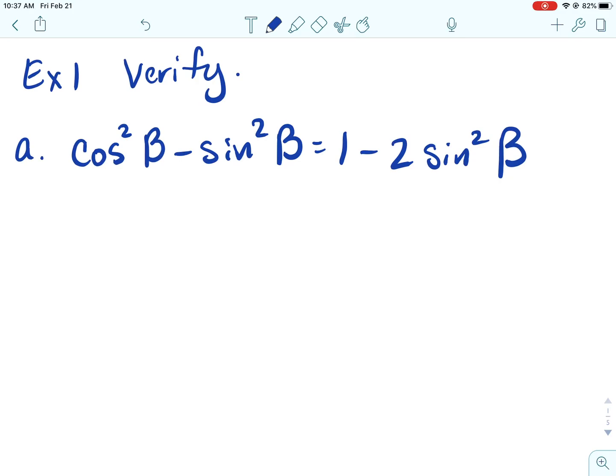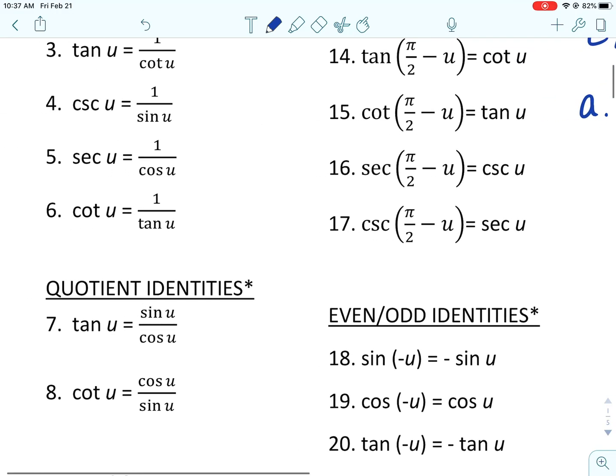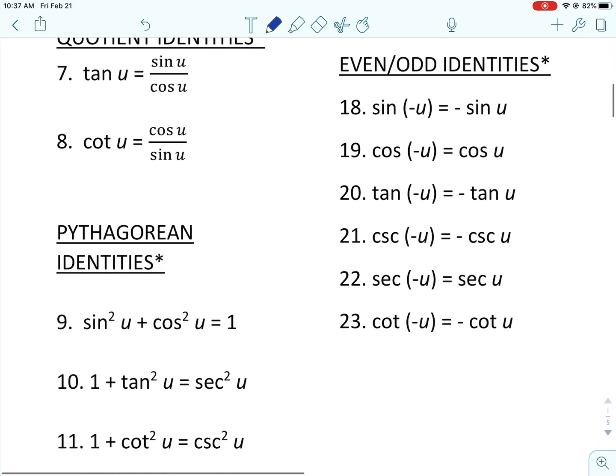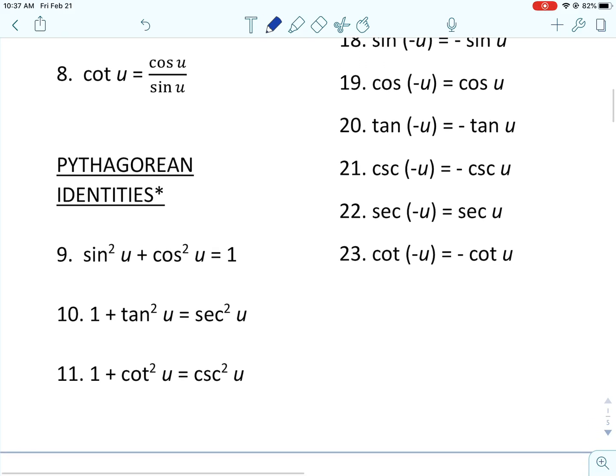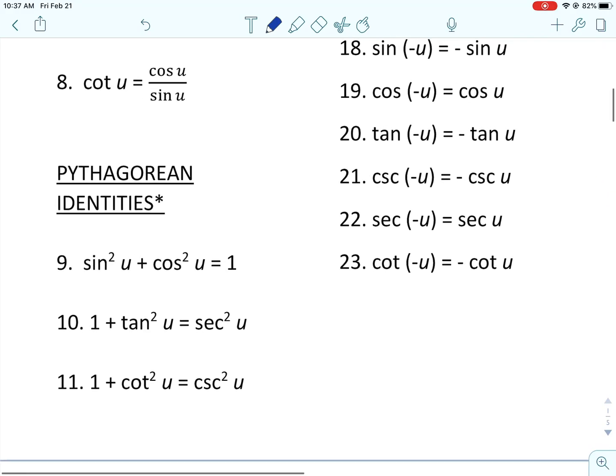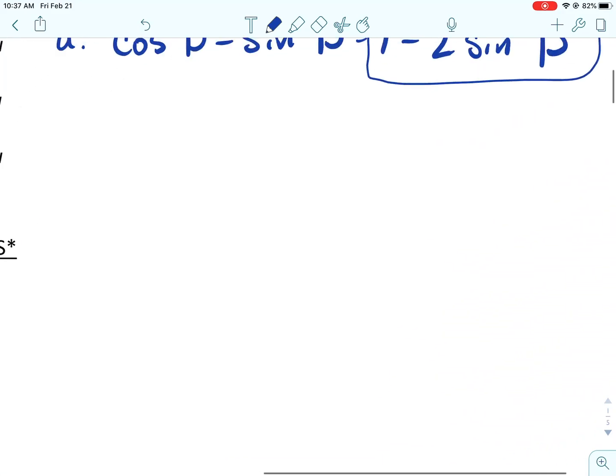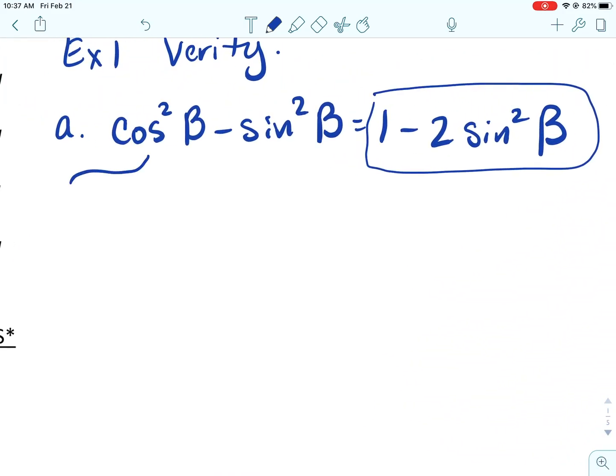All right, so if you look at what we want to end up with, it only has sine. So obviously, we need to make the cosine squared somehow turn into sine. So look over at your identities. What can we do using an identity to change cosine squared into something with a sine, preferably a sine squared? Yeah, we're going to use number 9. And if we solve number 9 for cosine squared, it's going to be 1 minus sine squared. So what we'll do is go back up in the problem, and where we had cosine squared of beta, we're going to change that to 1 minus sine squared of beta.